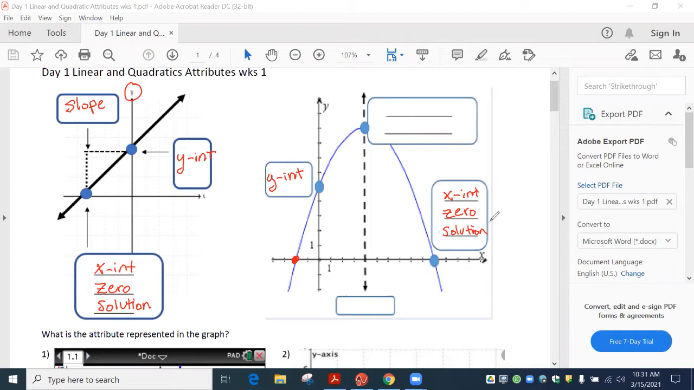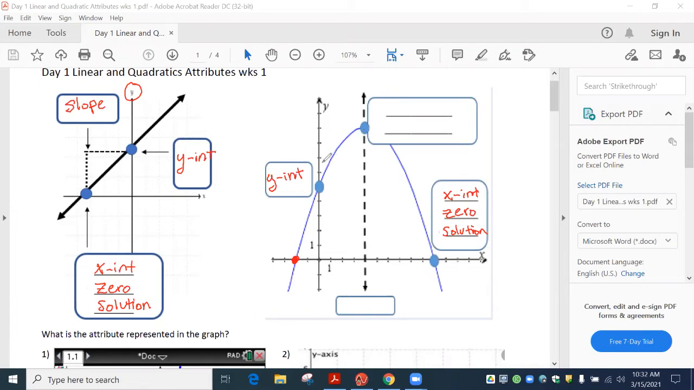Okay, so make sure you write that one in those right there. Okay, so those are the same. So if we know the x-intercept, the zeros, the solutions, really, really easy, because it's the same on both of them. This point right here is what's different on the U graph.